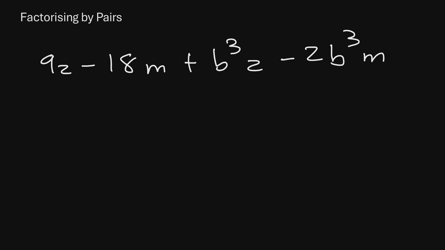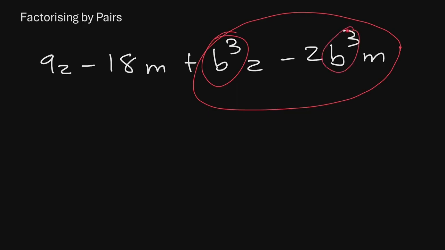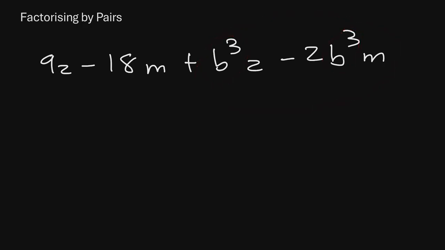The first step that you do is to identify which terms have a common factor. If we look at these first two terms here, we can clearly see that we have a common factor because 9 can go here and 9 can go there. And if we also look at these two terms, we have a common factor which is b to the power of 3. So that means we can group them like this: this is going to be our first pair and this is going to be our second pair.